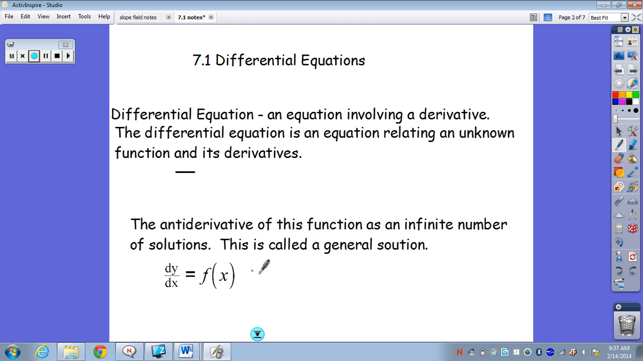So when we solve these, what we're going to do is we're going to get all the x's to one side and all the y's to the other, so that when we integrate both sides, we're going to get y is equal to, and we'll say capital F is the antiderivative of f, so F prime is equal to f. So if I integrate that, I get capital F of x plus c. So we get the general solution for it.